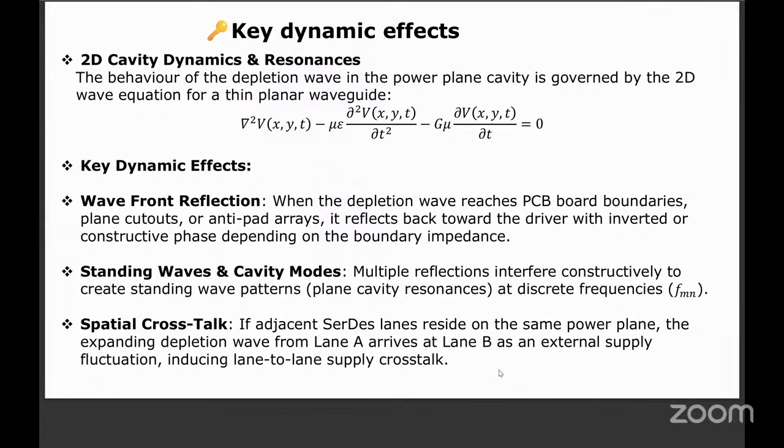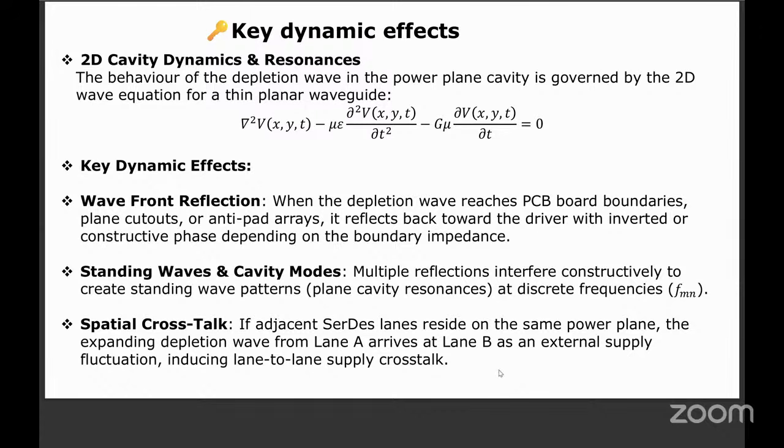Wave front reflection: when the depletion wave reaches PCB board boundaries, plane cutouts or anti-pad arrays, it reflects back towards the driver with an inverted phase depending on the boundary impedance. This is how even a signal trace works. A signal trace sends a capacitive signature and an inverted inductive signature. So that's why near end crosstalk is much more dangerous than far end crosstalk. The same thing can be extrapolated for power integrity. This is what I have mentioned.